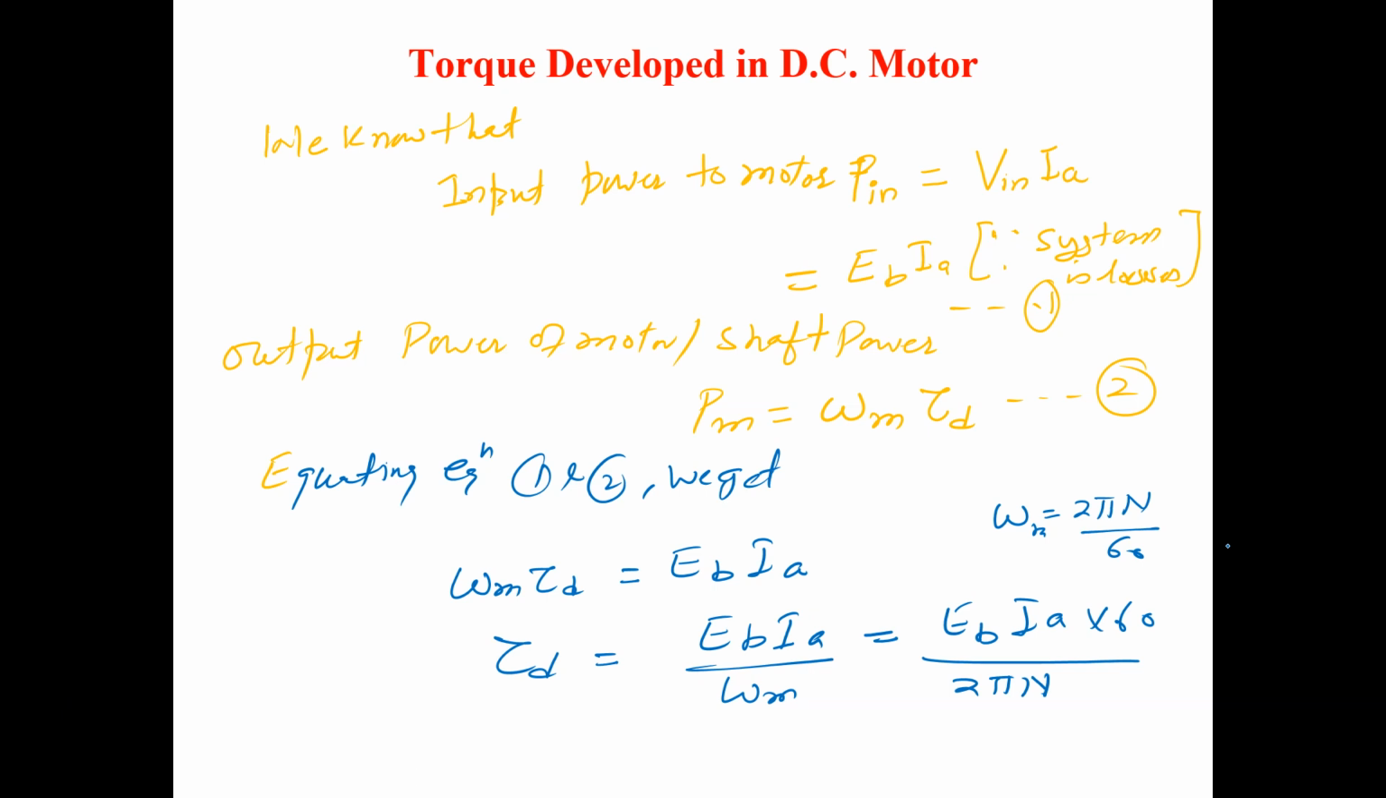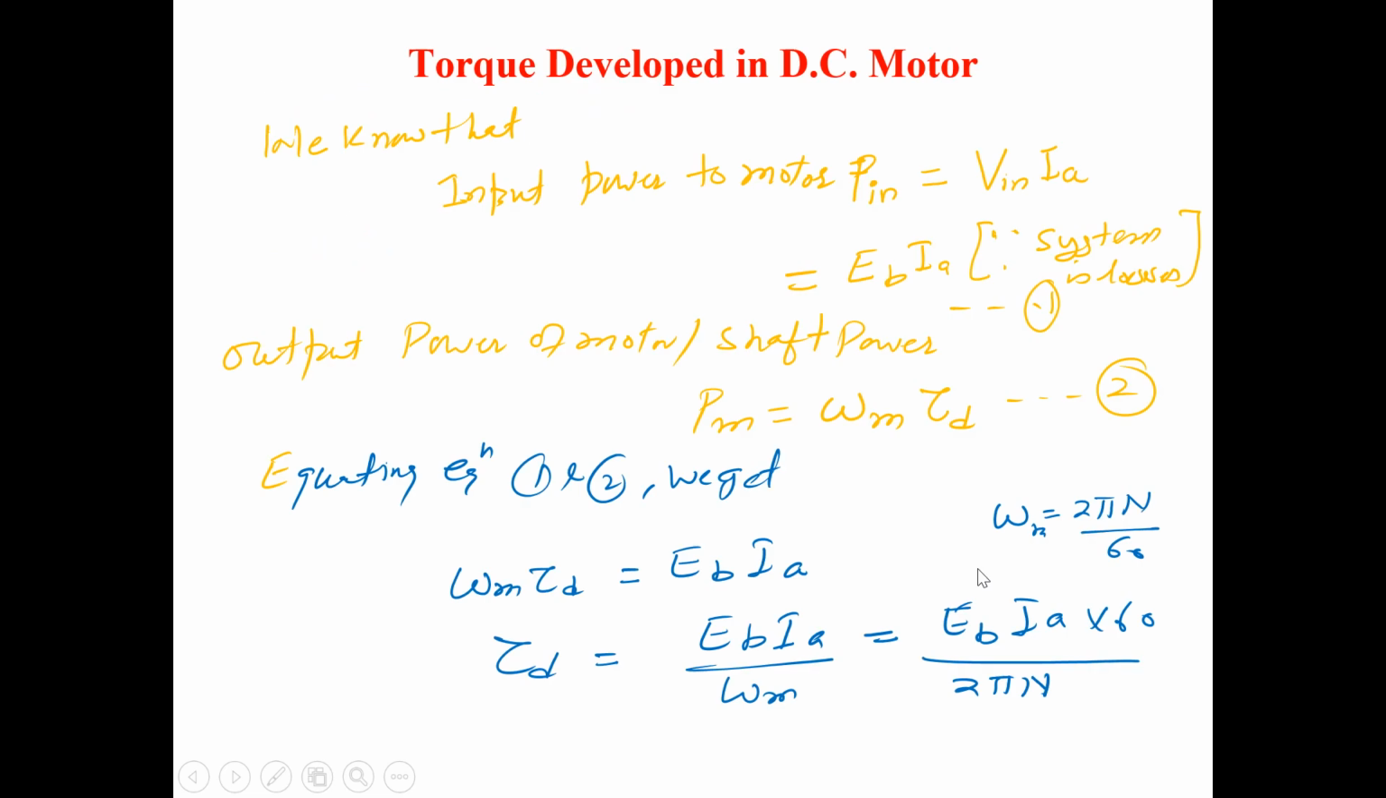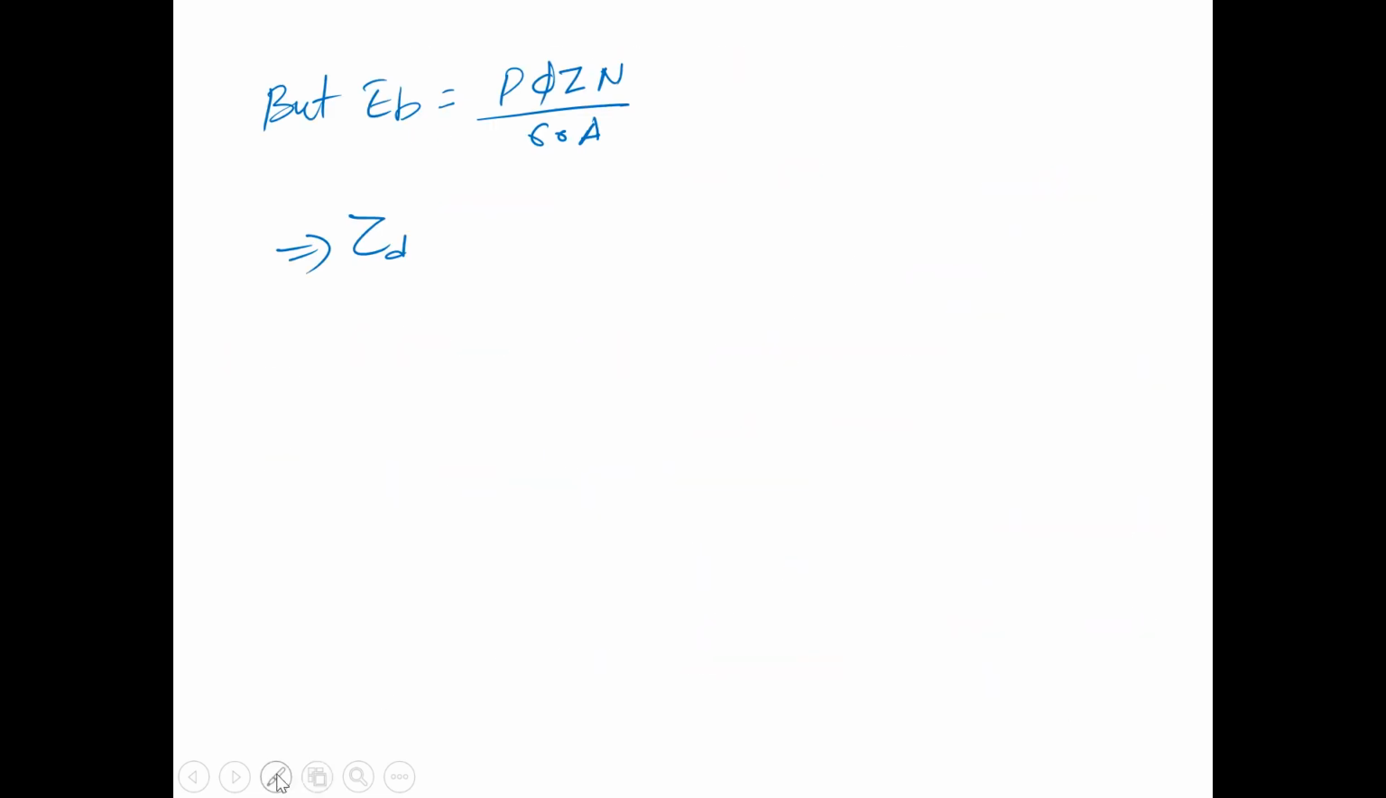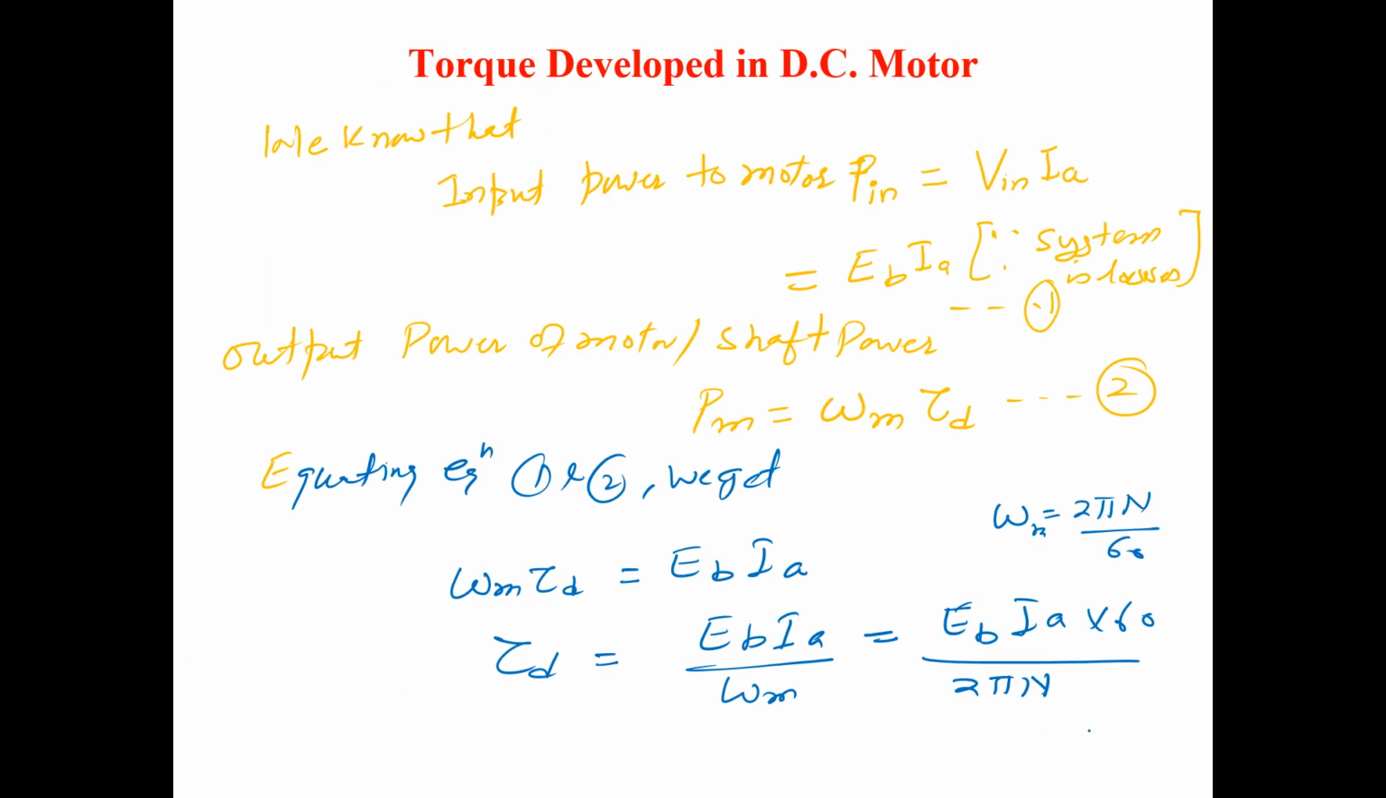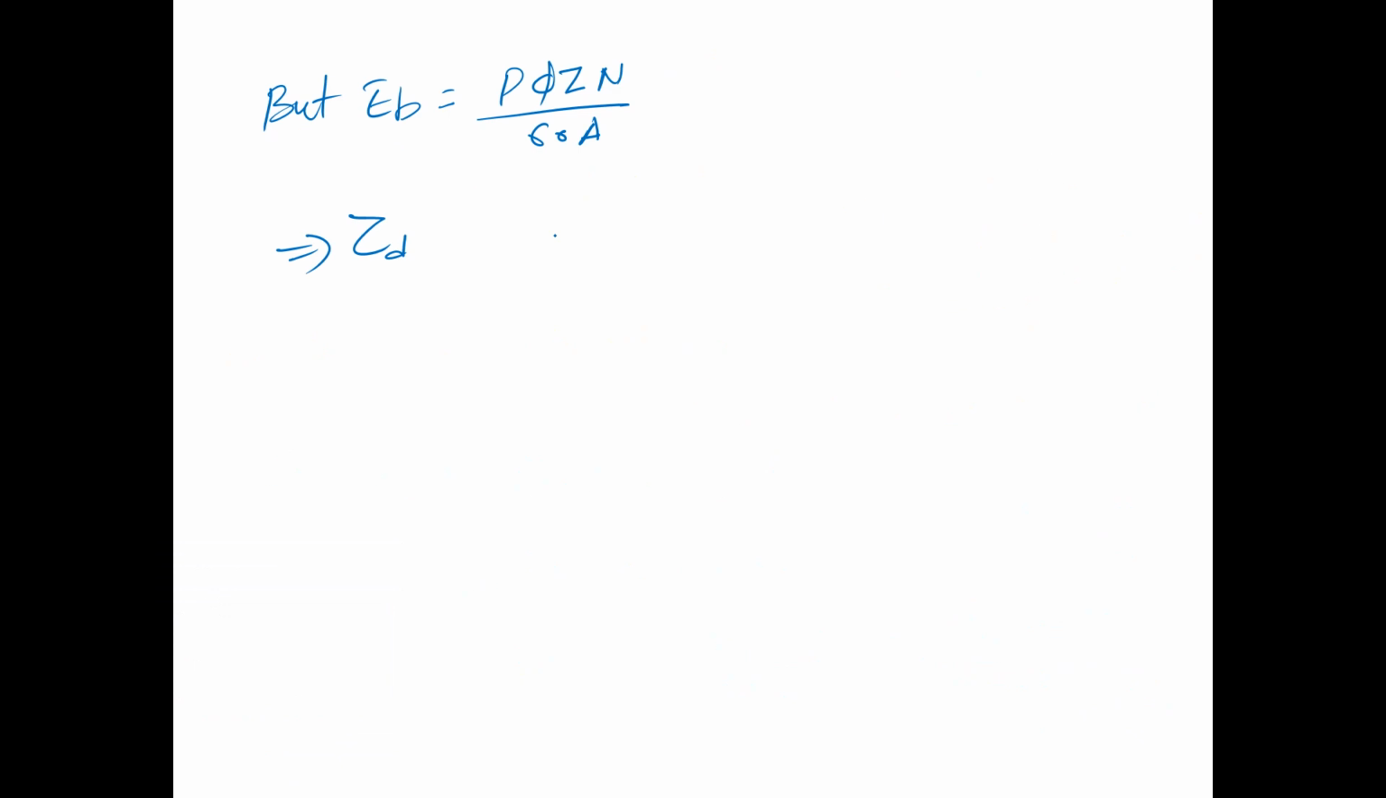Also, if we see that the value for EB, we have already known that is P phi n z upon 60A. अगर हम इस इक्वेशन को भर दे तो हमारे पास टॉर्क क्या हो जाएगा, then equation 3 becomes: EB is equal to P phi z n upon 60A, that is equal to IA into 60 divided by 2 pi n.